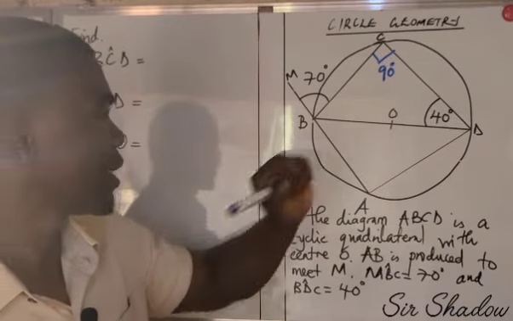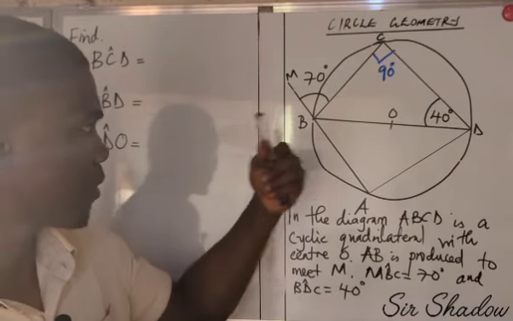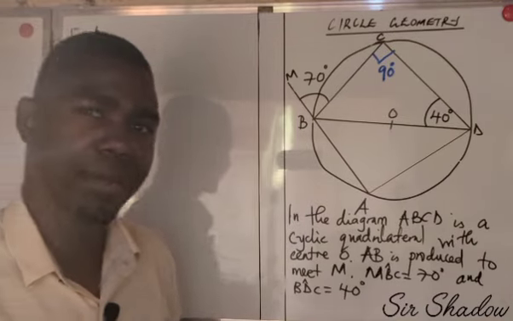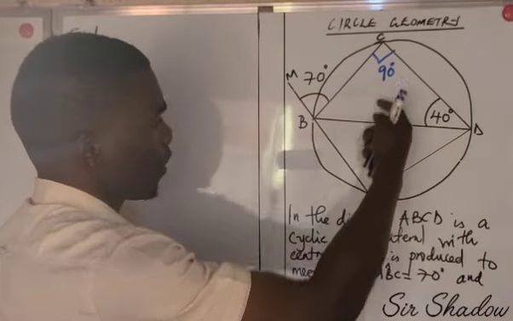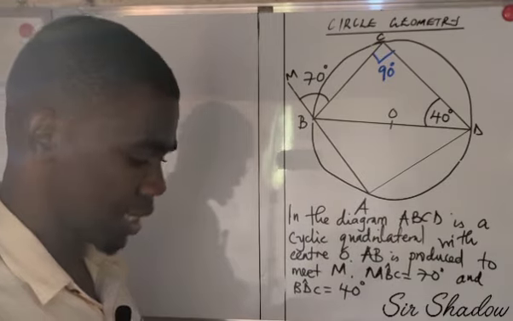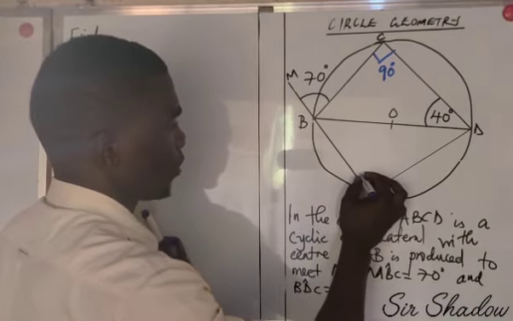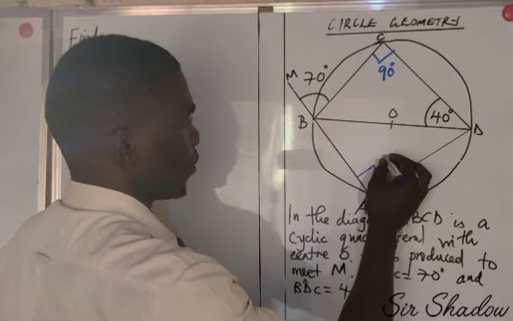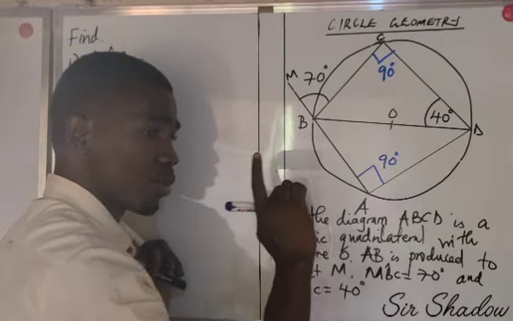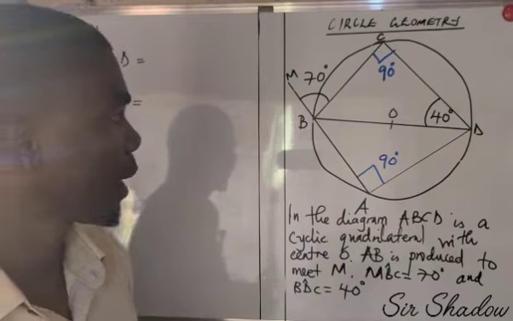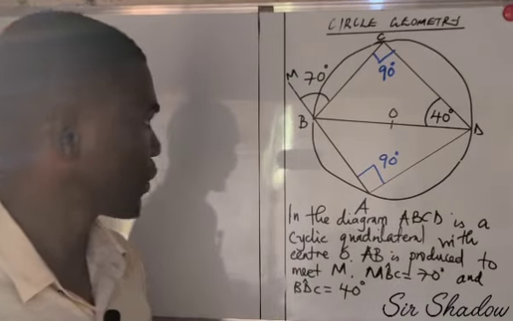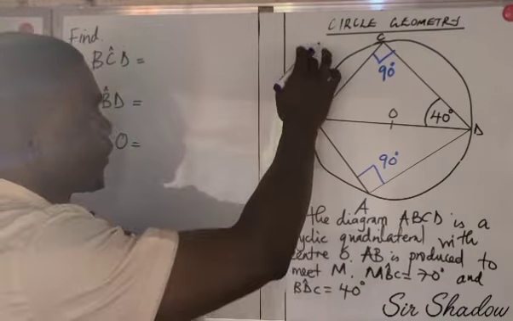From that 90, remember I also have the theorem which says that the opposite angles of a cyclic quadrilateral are supplementary. If I add this angle and this angle, the angle at C and at A, they should add up to 180. They are supplementary. All right, so I also have 90 here, because 180 minus 90 gives me 90. Those two angles add up to 180, meaning they are supplementary. So this was such a simple question, right?